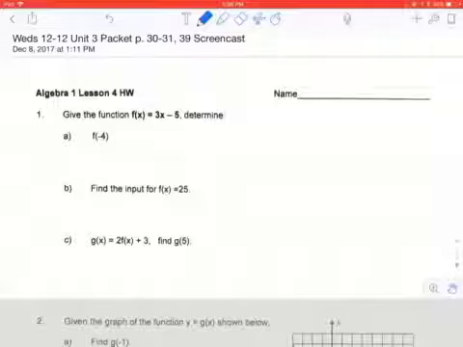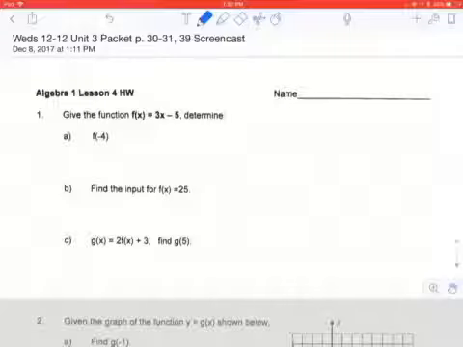So what you need to do is go to page 30 in your packet. We're going to do pages 30, 31, and 39. I will be checking this, and this will be a graded homework assignment when I come back tomorrow. And if you don't have your packet, if you've lost it or misplaced it, you can do this work on a separate piece of paper. So let's just jump right in.